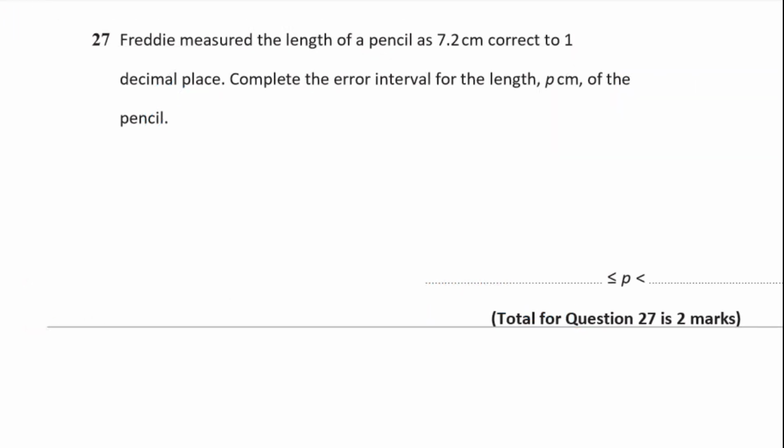Question 27. Freddie measured the length of a pencil as 7.2 centimeters, correct to 1 decimal place. Complete the error interval for the length p centimeters of the pencil.